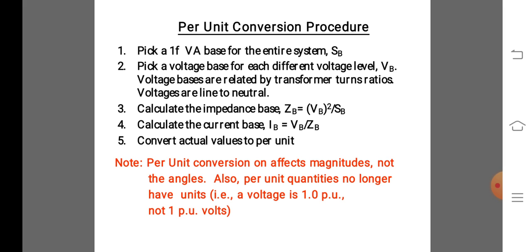Then calculate the impedance base, calculate the current base, convert actual value to per unit. Per unit in the sense conversion only affects magnitudes, not the angles. Also per unit quantities no longer have units.